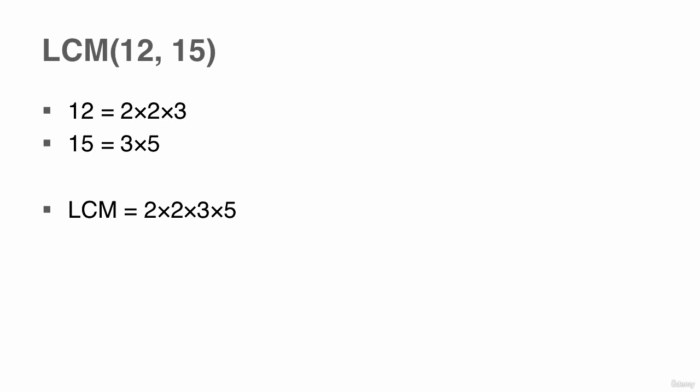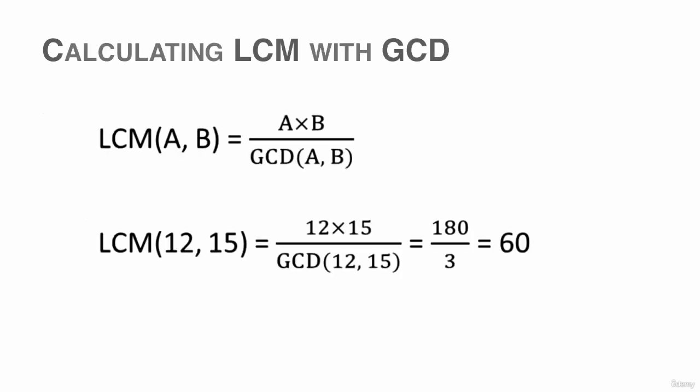A better approach is to use the greatest common divisor. It turns out that the least common multiple of two numbers is their product divided by their greatest common divisor. For example, the least common multiple of 12 and 15 is their product, which is 180, divided by their GCD, which is 3. 180 divided by 3 is 60, which is what we calculated earlier for the LCM. That's all there is to the LCM algorithm.